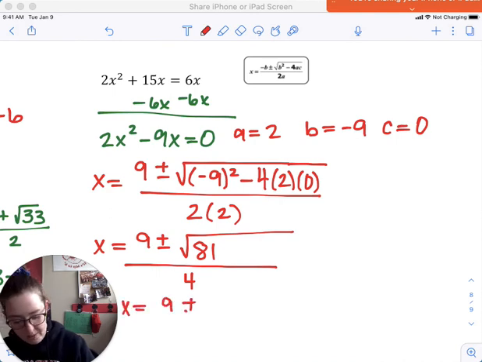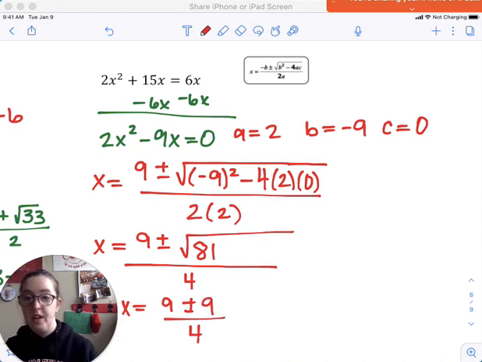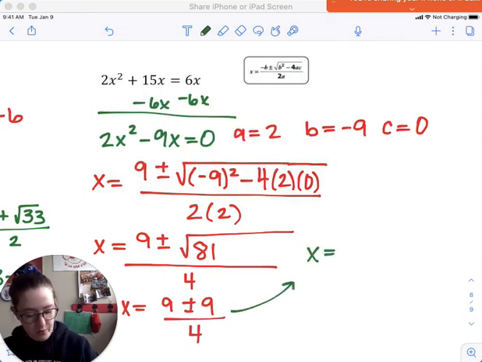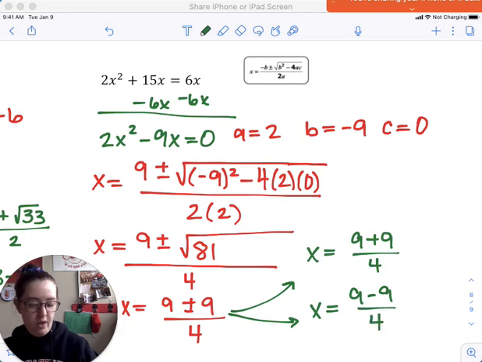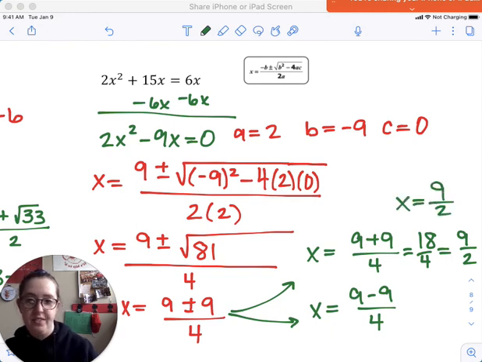Now we've got 9 plus or minus the square root of 81, which is 9. And then we'll put that over 4. So now we'll break that into 2 different equations. We'll have one with 9 plus 9 divided by 4, and in the other one, we'll have 9 minus 9 divided by 4. Now, 9 plus 9 divided by 4, that's 18 over 4. Both of those numbers are even, so I can divide them both by 2. So we'll get 9 halves. So one of my answers is 9 over 2, or 9 halves.